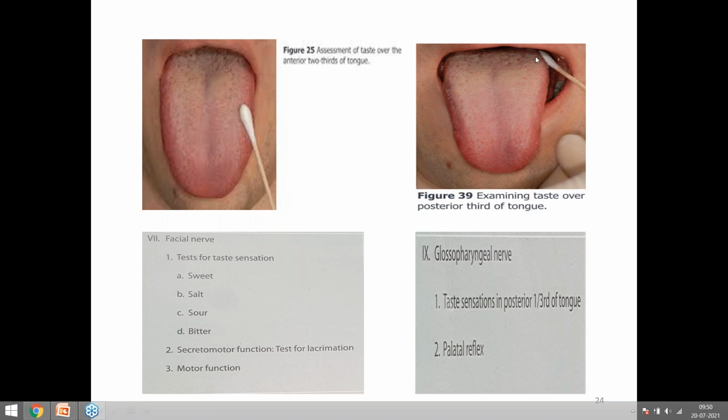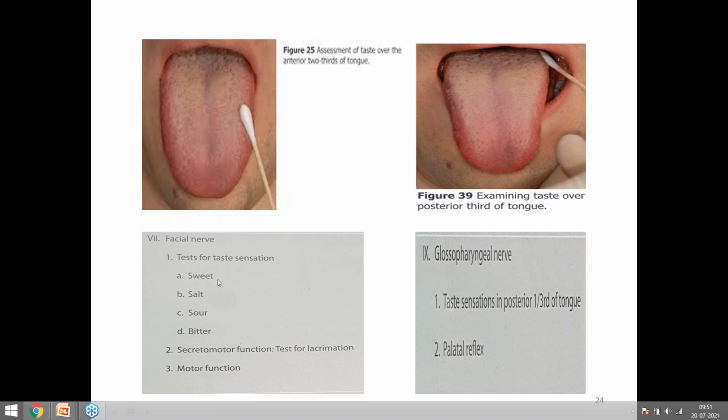Here you can see, here we are testing for taste sensation in the posterior 1/3 for the glossopharyngeal nerve. And here anterior 2/3 for the facial nerve. So this is how you note down your findings or your inference. So as you know, both these nerves have other functions also, like secretomotor function. Facial nerve has also motor function. We are not concerned with that at the moment. For today, we are only talking about the test for taste sensation. But I'm just showing you how the inference is to be recorded.